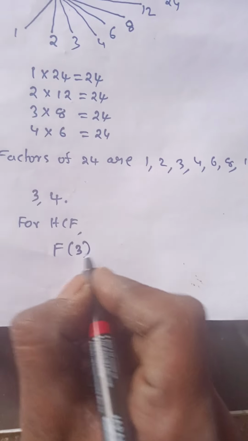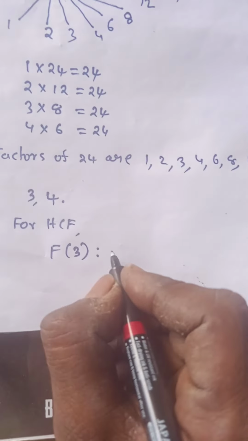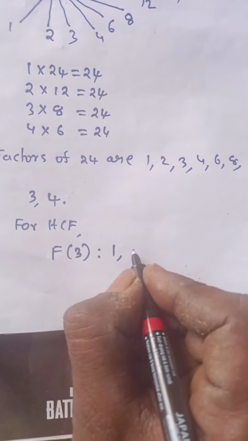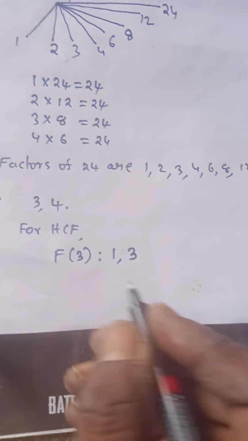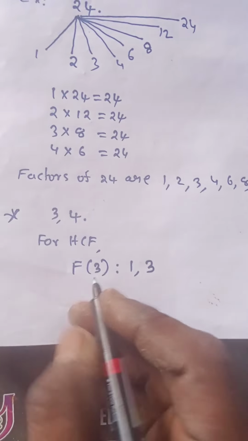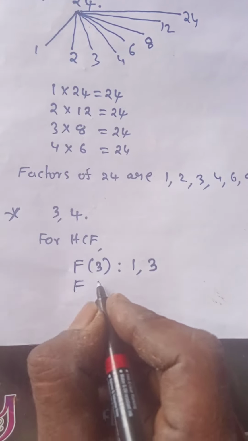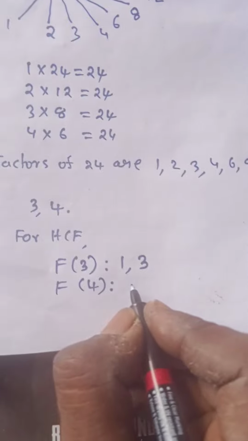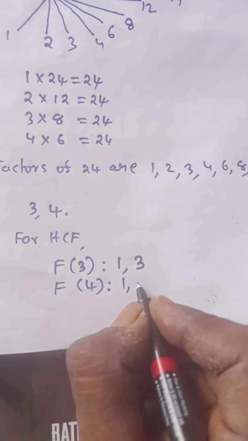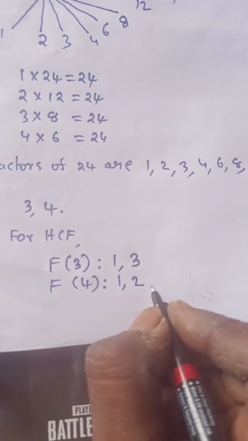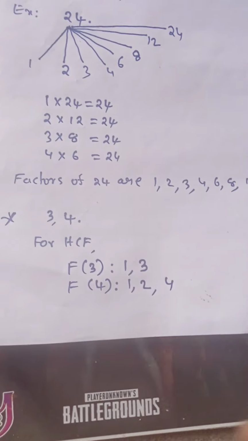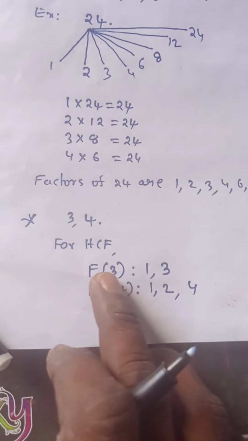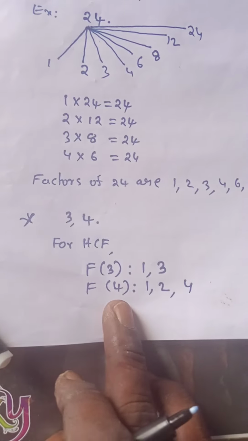In which tables will 3 be divisible? Exactly, in the 1 table and in the 3 table. So the factors of 3 are only 1 and 3. Now I am writing the factors of 4. The number 4 is divisible by the 1 table and the 2 table, and by the number 4. So we have written all the factors of 3 and of 4, but we need to find the HCF.